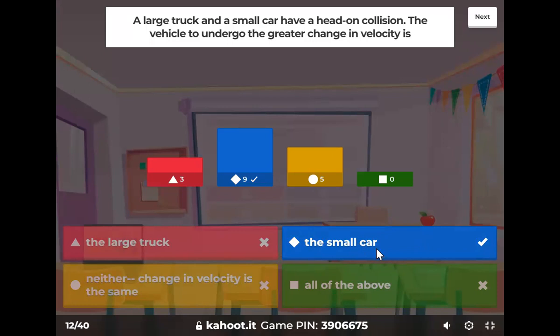If you happen to be in that collision, would you be safer inside the small car or safer inside the large truck? Large truck, yeah, you're safer in the large truck, right? Because that large truck doesn't change its motion as much. Okay.